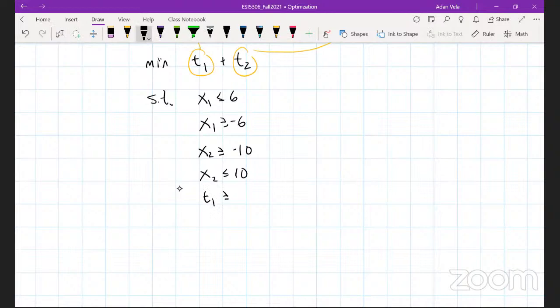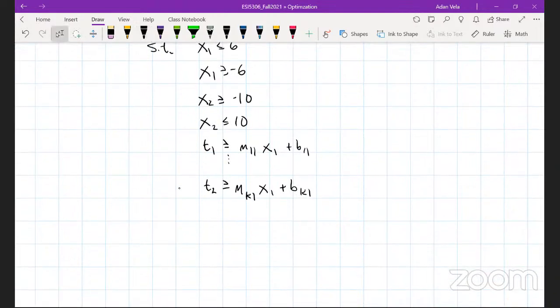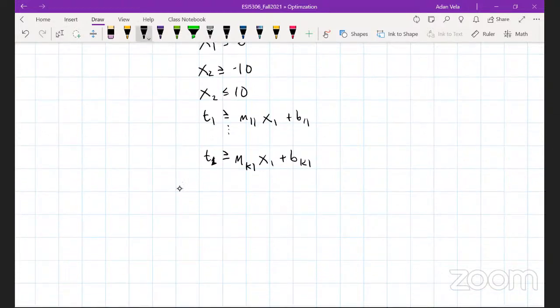That means we'll have T1 greater than or equal to m11 times x1 plus b11, right? And depending on how many tangent lines we have, we will have that many corresponding linear constraints. In this case, I'm going to, again, assume we just have k. And, you know, there's no need for the number of tangent lines to match for each function, and this should be 1, but I'm going to write them so they both have k tangent lines, but you don't have to do that.